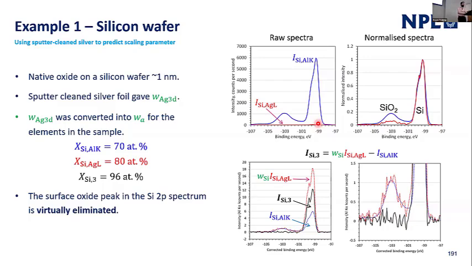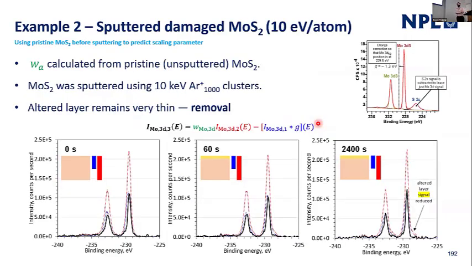We tried other materials because we'd be interested to see if this works for a variety of materials, for things like the semiconductor industry or industries which are worried about these altered layers when they're doing depth profiling. We looked at molybdenum disulfide as well. In this situation, very clean, we were able to take a scaling factor directly from the material of interest.